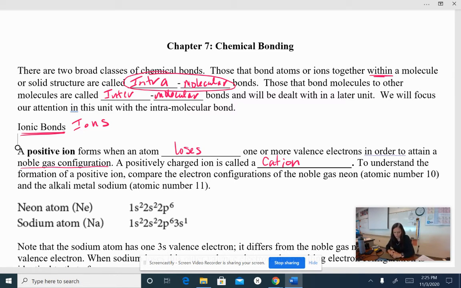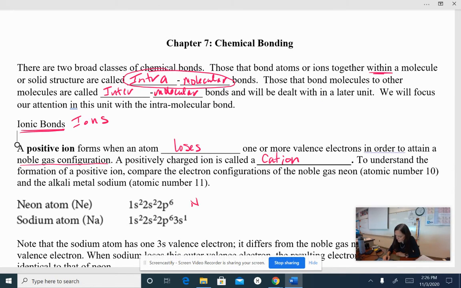To understand the formation of a positive ion, we're going to compare the electron configurations of the noble gas neon, atomic number 10, and the alkali metal sodium, atomic number 11. So we have the electron configuration of neon. We have 1s2, 2s2, and 2p6, complete full valence electron shell, right? Neon, we've got all 8 valence electrons. But when we look at sodium, we have this.